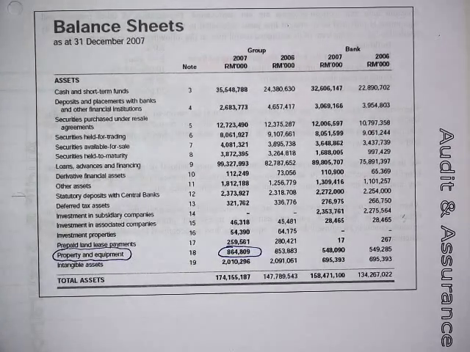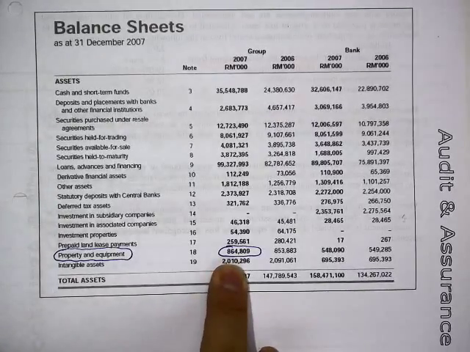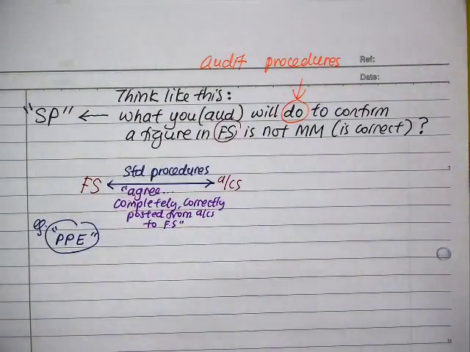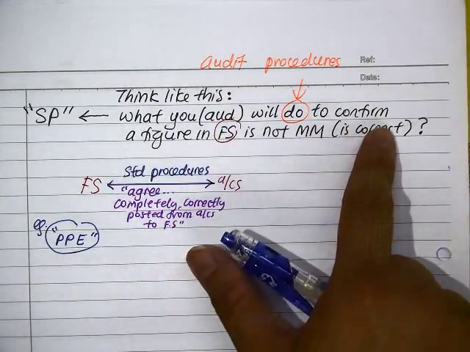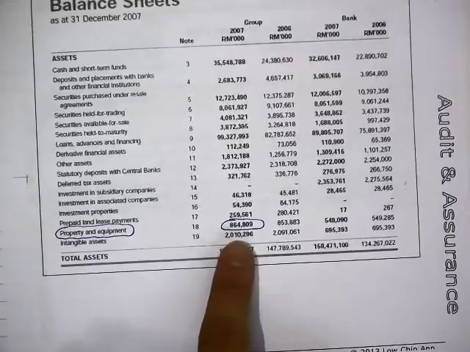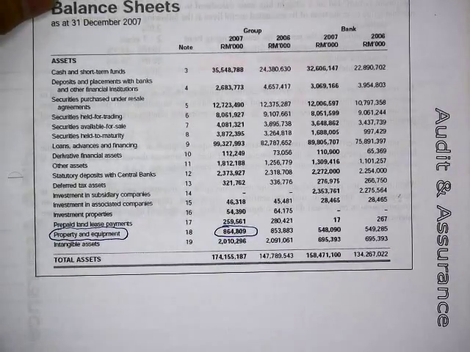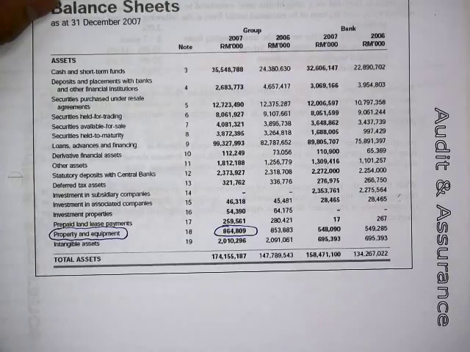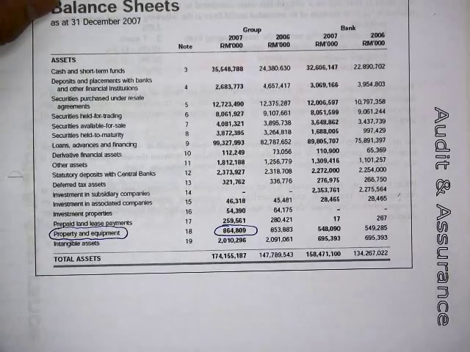Now, one thing that you check now is this figure. Your mission is, what will you do to confirm that this figure is correct? That it is 864809, and not 82480. So how do you do that? First of all, I must ask myself, where does this figure come from?